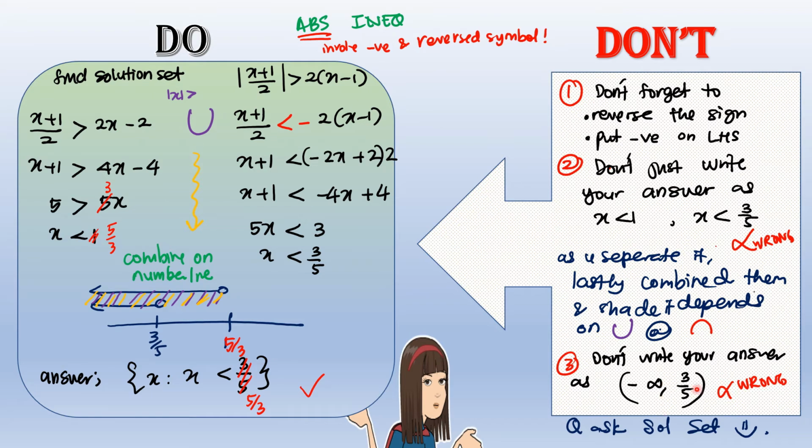Don't write your answer as that. Okay. Why? Why can't we do it in that form? Because our question asks for solution set. Alright, it's simple. You must follow what the hint of the question says. Okay, take note of the hint. Whatever the question asks, that's the way we are doing it.